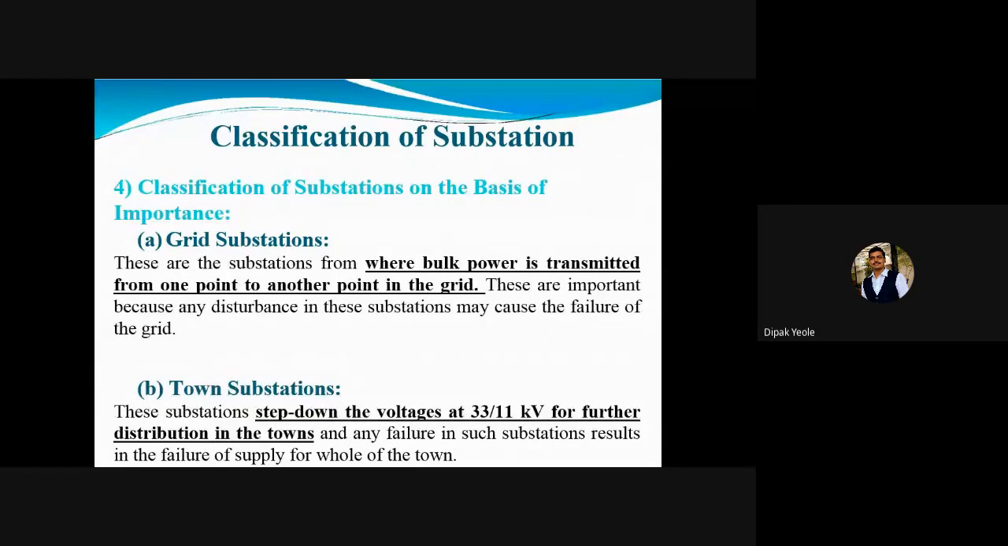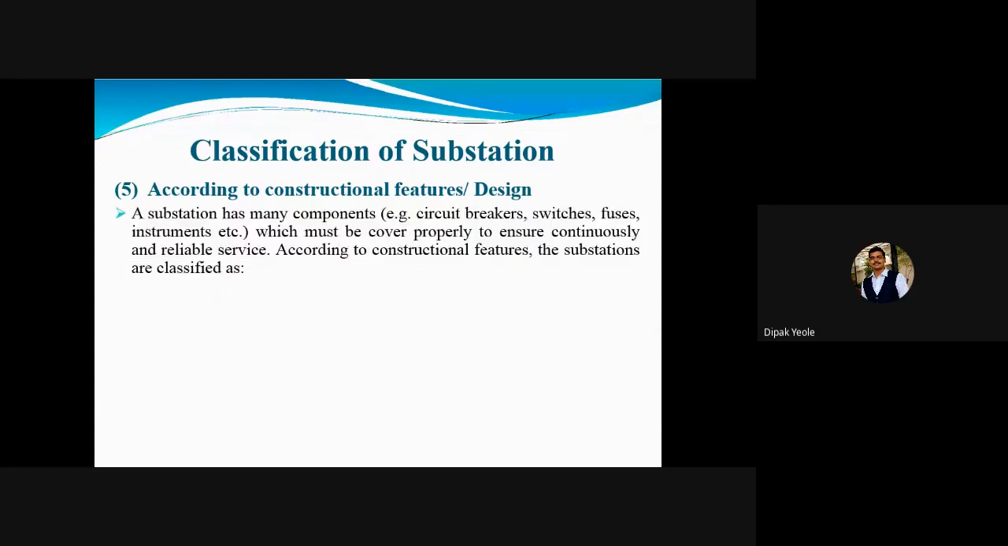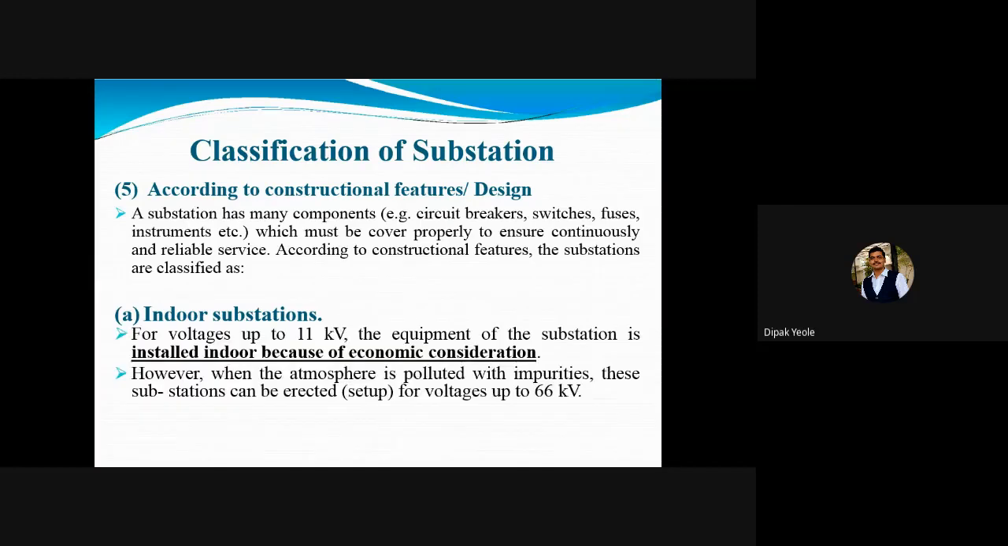The fifth point is related to the second D, that is called design. How do we design the substation? Depending on indoor capability and outdoor capability. The name indicates itself. If we are using indoor components inside a structure, then that is called the indoor substation, and obviously we have to install up to 11 kilovolt only.